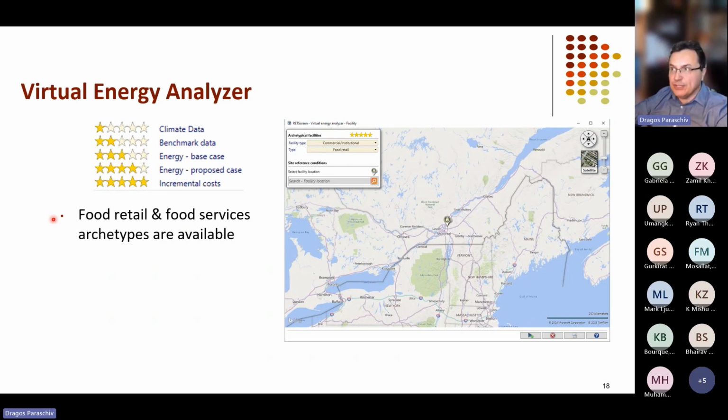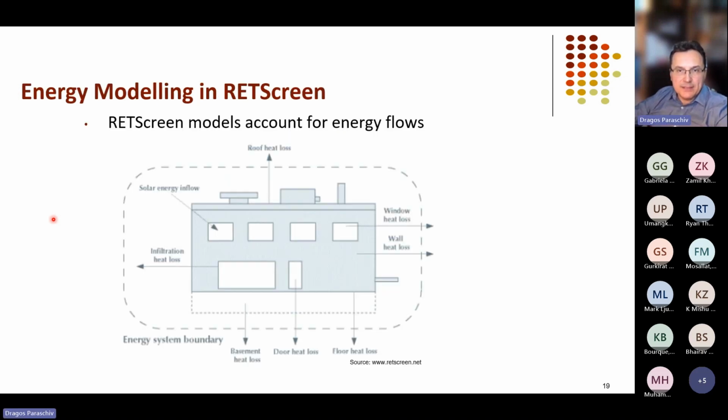But before we get to the demonstration, I just want to focus a little bit on the methodology and model behind the RETScreen feasibility analysis module. We rely on an energy modeling of the building that identifies the end uses, so that if we change parameters, we see what the impact is on the end use analysis.